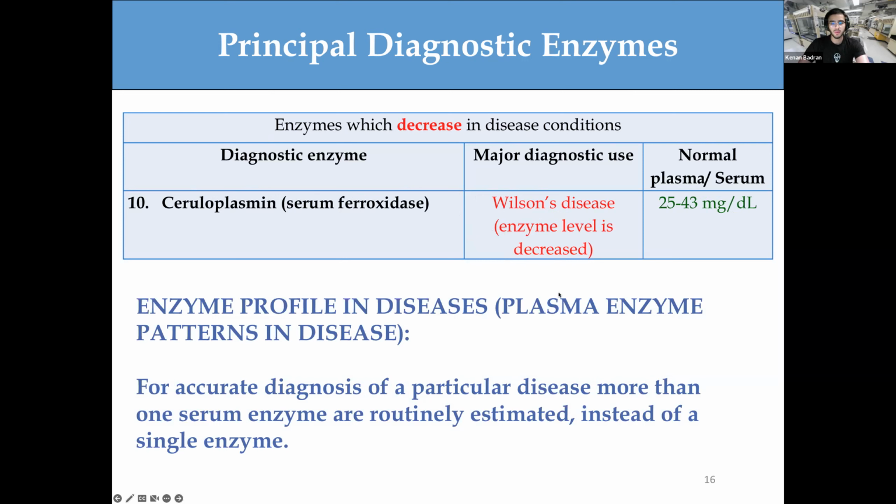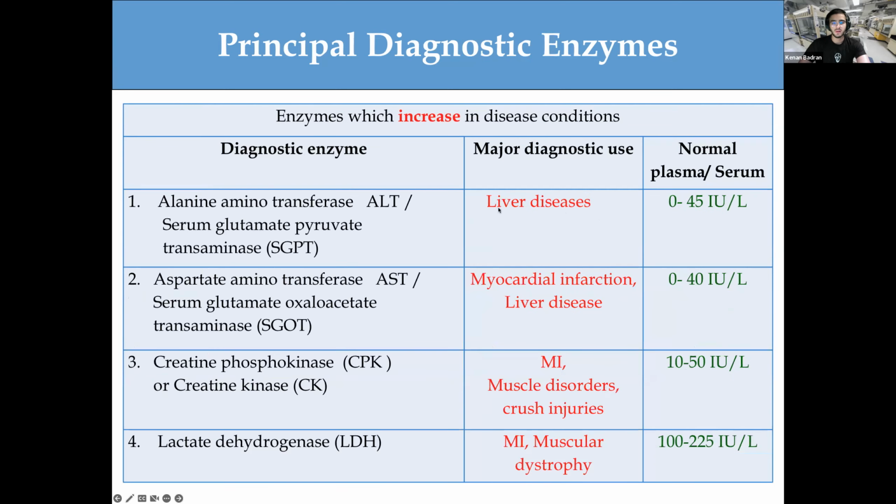So we use all of these to profile the disease and see certain patterns. For accurate diagnosis of a particular disease, more than one serum enzyme is routinely estimated instead of a single enzyme. As you noticed, ALT and AST show liver disease. So what if you have AST elevated? It could also mean myocardial infarction. Many diseases can intertwine. You see AST, CPK, LDH all show MI, so which one is it? But at the same time, AST also shows liver disease. So due to the intermingling and different levels, we need to do multiple tests and check for different specifics to be sure.